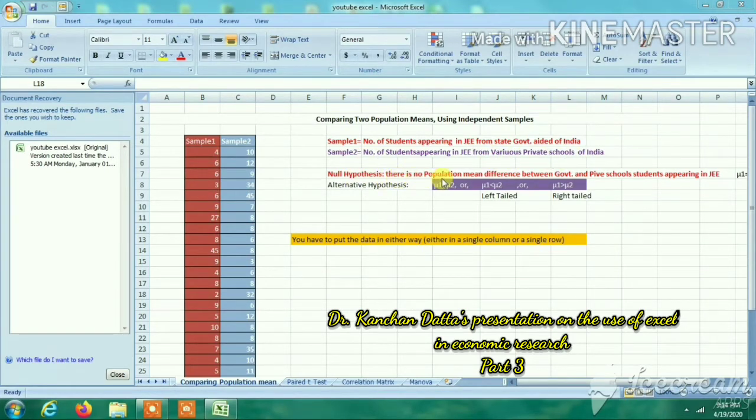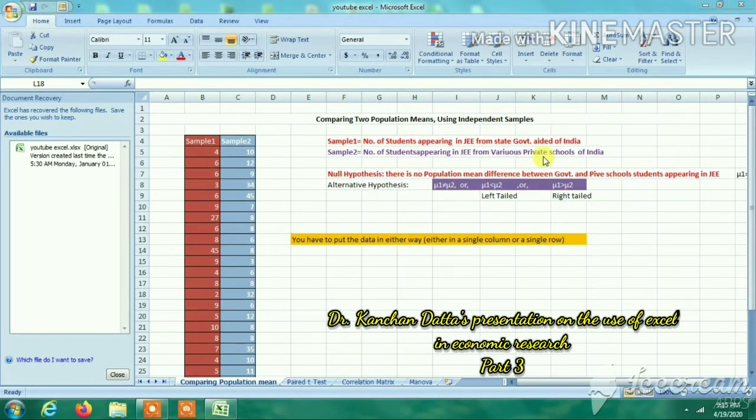Now the null hypothesis is that there is no population mean difference between the government and private school students who are appearing in the joint entrance examination. So naturally the alternative hypothesis is that if there is no mean difference, there is some difference. It may be mu1 less than mu2 or mu1 greater than mu2. Mu1 is the mean of the population of students appearing for the joint entrance examination from the government sponsored school, and mu2 is the students appearing in the joint entrance examination from the private school.